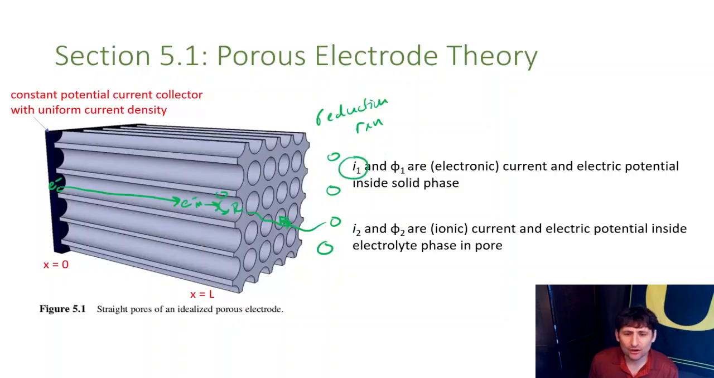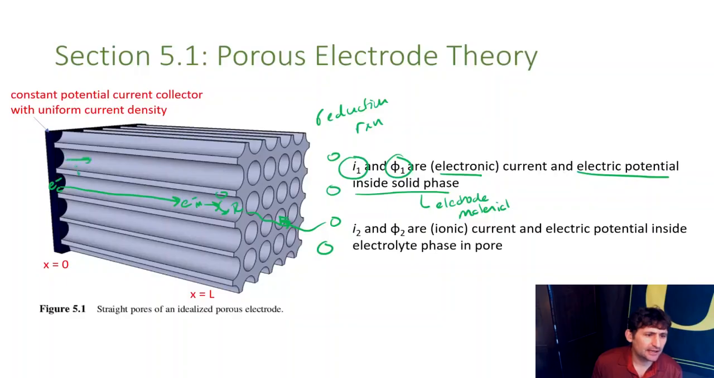So we're going to define I1 and Phi1 as the electronic current and electric potential inside the solid phase. The solid phase is the electrode material, not the pores, the actual material, the sort of shaded purple gray in this case. So we're going to have some current, I1, flowing in the solid. We're also going to have an electric potential gradient, Phi1, that's driving that current, because this could be a resistive material and it could take some electric driving force, an electric field in the solid to drive that current. But there's also a current flowing in the electrolyte called the secondary current.